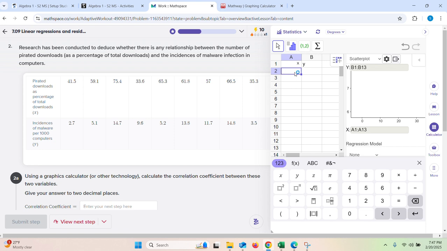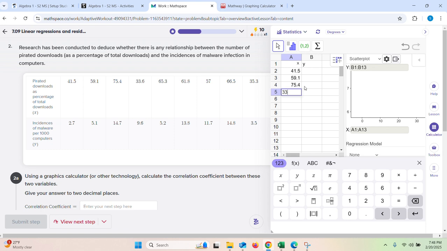So I'm going to start with 41.5. And all you have to do is just click on the cell that you're typing in and just type in the number, and you can hit enter, and then you just type the next number, 59.1. You can also use your down arrow. Next number is 75.4. You can use your mouse to click, whatever you want to do. It goes really quick if you're good at typing, and you could just hit enter, and it just keeps going down.